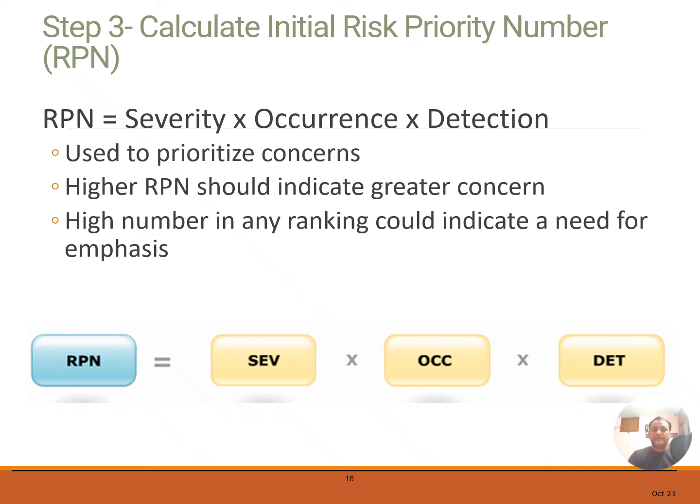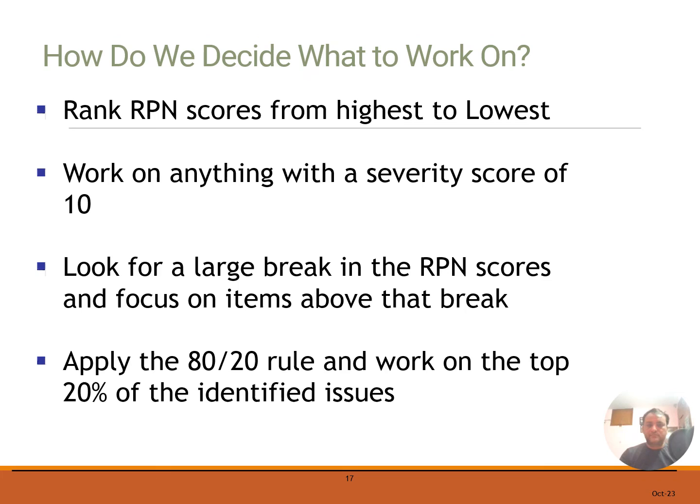So RPN is like a coefficient in a linear equation. It determines the strength of the relationship of cause to an effect. So the question here is, how do we decide what to work upon? Because we have already calculated the RPN, we should rank the RPN scores from highest to lowest.